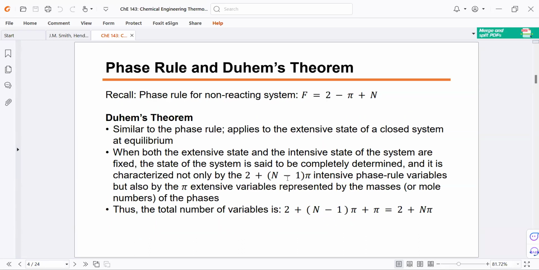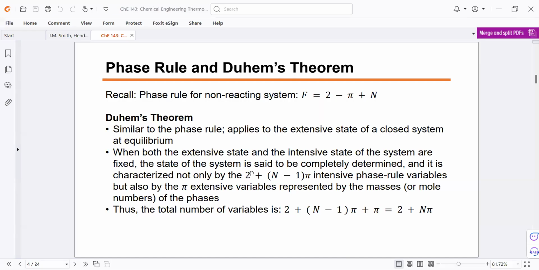So we move on to the phase rule and Duhem's theorem. Before, I'm sure in Che 142 you recall the phase rule. For a non-reacting system, the degrees of freedom is 2 minus the number of phases plus the number of chemical species in the system. I hope that you remember this.